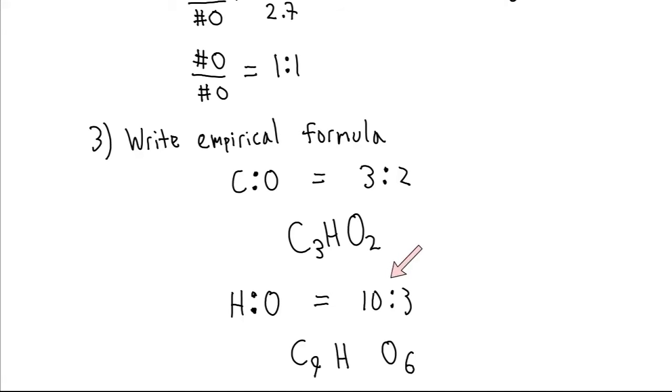Now we have double this 3. We have 6. So that's going to be a 20:6 ratio of hydrogen to oxygen. And so this is our final empirical formula: C9H20O6. And there's nothing that we can divide out of this to make it any simpler.